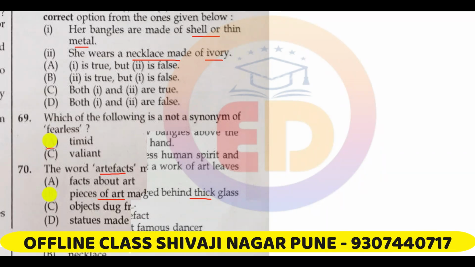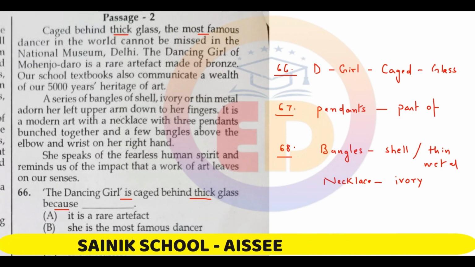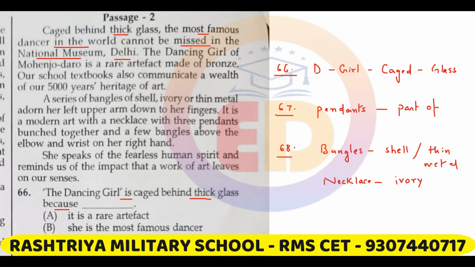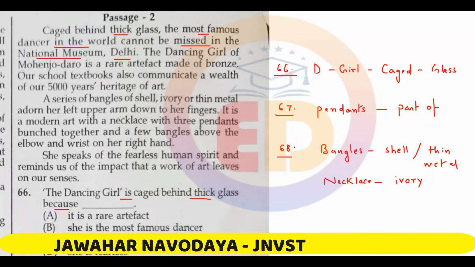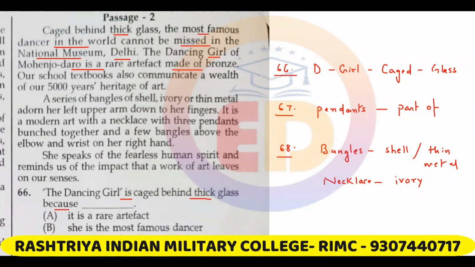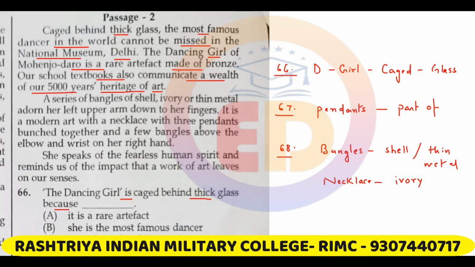Let's start. Caged behind thick glass. The most famous dancer in the world cannot be missed in the National Museum, Delhi. The dancing girl of Mohenjo-daro is a rare artifact made of bronze. Our school textbook also communicate a wealth of our 5000 years heritage of art.